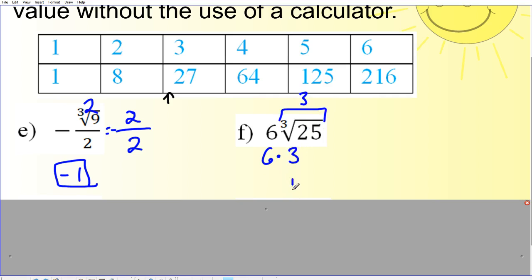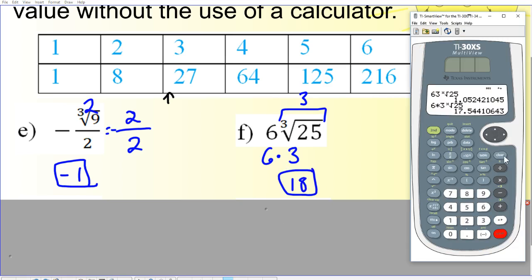6 times 3 is 18. I think that was actually what we had here a second ago. Now, if I wanted to type this into my calculator, if I wanted to be 100% sure that I was correct in doing this properly, that my calculator didn't make any stupid mistakes, here's actually what I would type in.